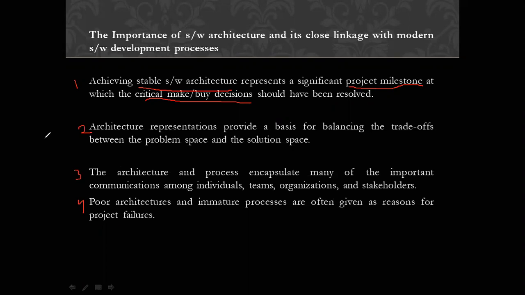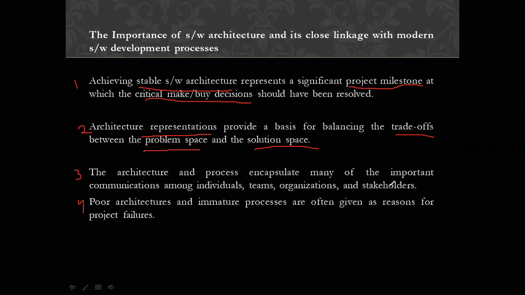Next one: architecture representations provide a basis for balancing the trade-offs between the problem space and the solution space. That means whatever representations you are utilizing in architecture help us remove the incompatibilities between problem and solution. Trade-offs means incompatibility. So that is how architecture helps in the development process, modern software development.